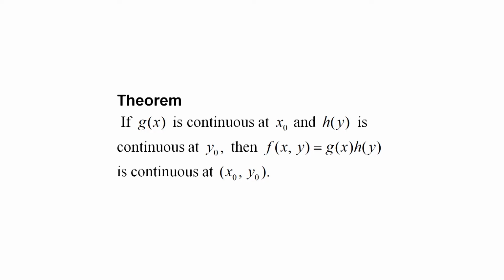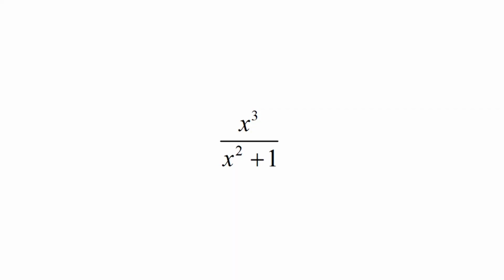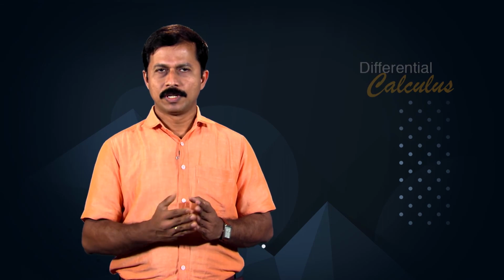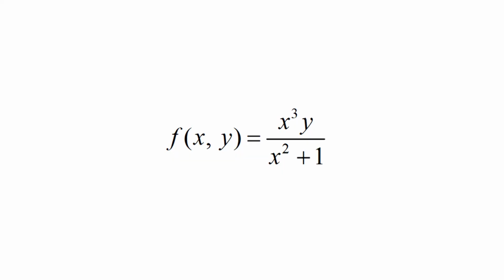Theorem: if g(x) is continuous at x naught and h(y) is continuous at y naught, then f(x, y) equal to g(x) times h(y) is continuous at (x naught, y naught). As an illustration, the functions x cube by x square plus 1 and y are continuous at every real number, and hence by the above theorem their product f(x, y) equal to x cube y by x square plus 1 is continuous at every point in the plane.